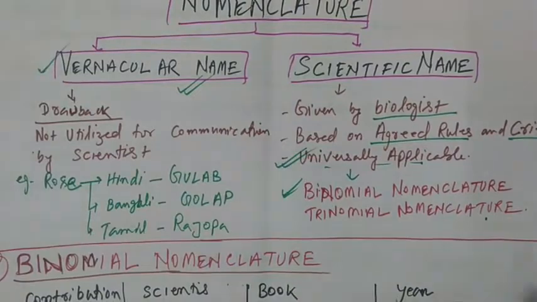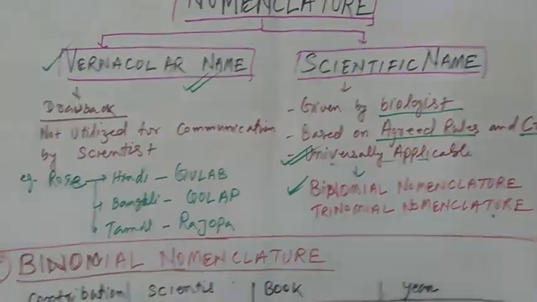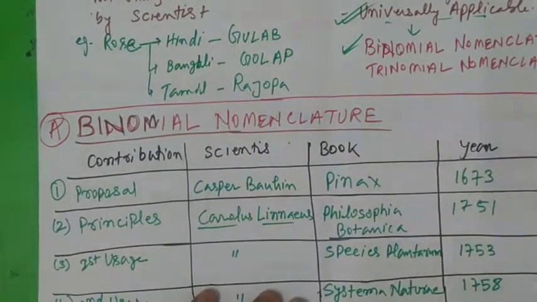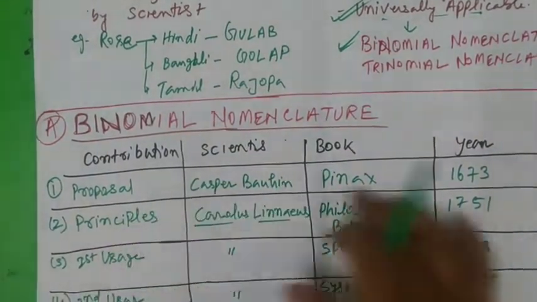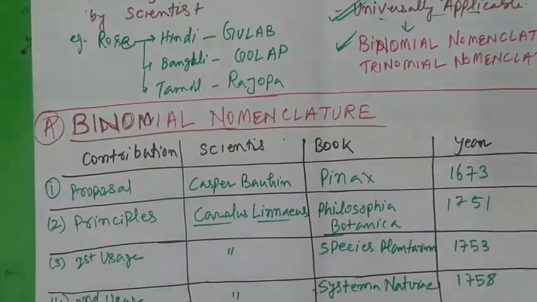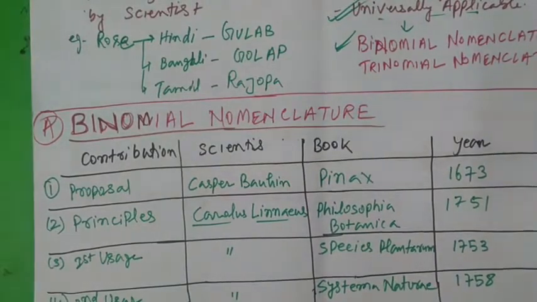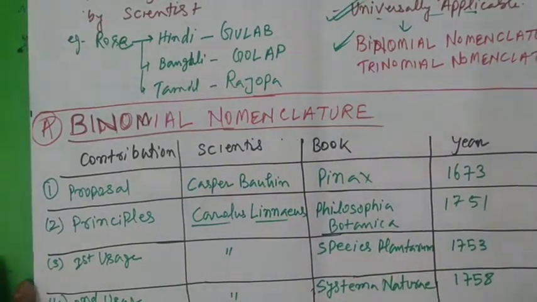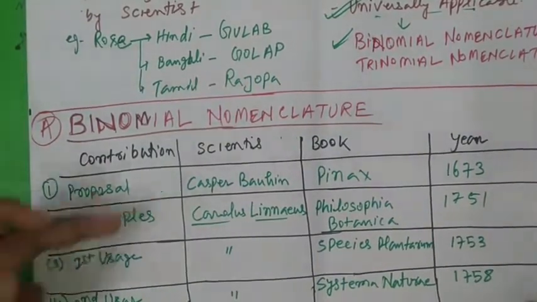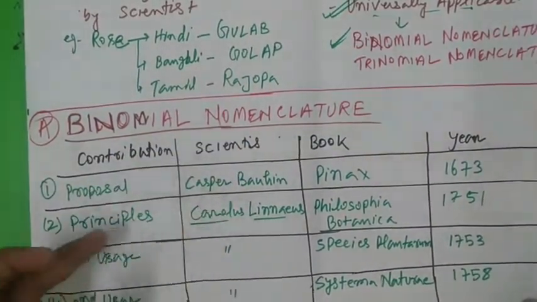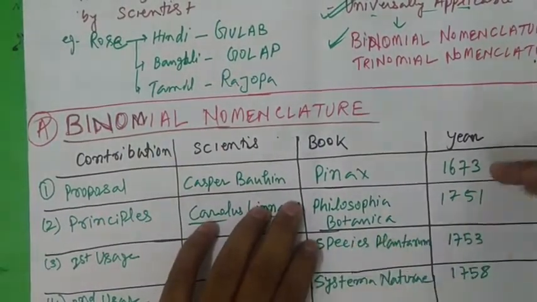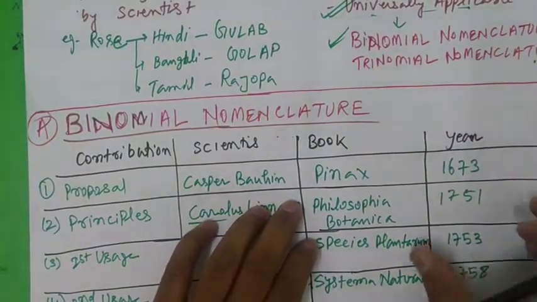First we're going to study binomial nomenclature. Here I summarize the historical aspects of this category. One by one we're going to understand the contributions, like the proposal, principles and uses. This is the scientist who gave the proposals or principles, in which book they published them, and in which year this was published.